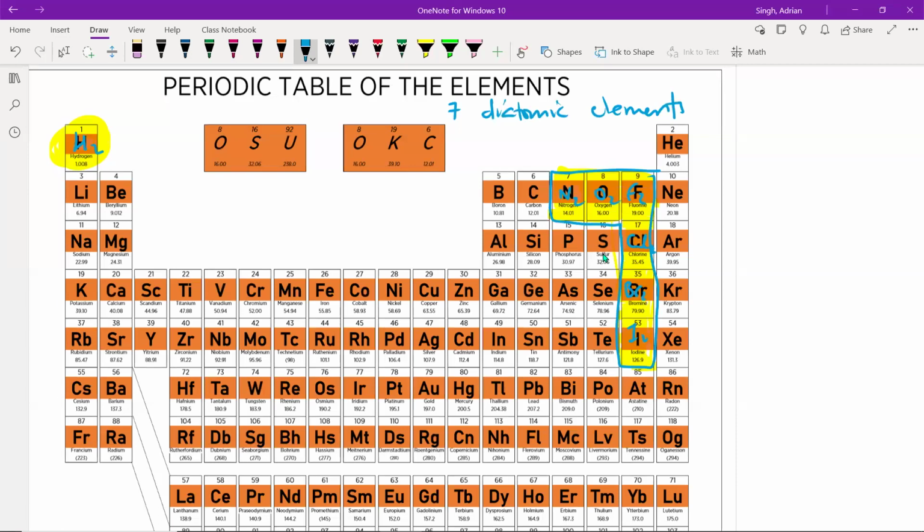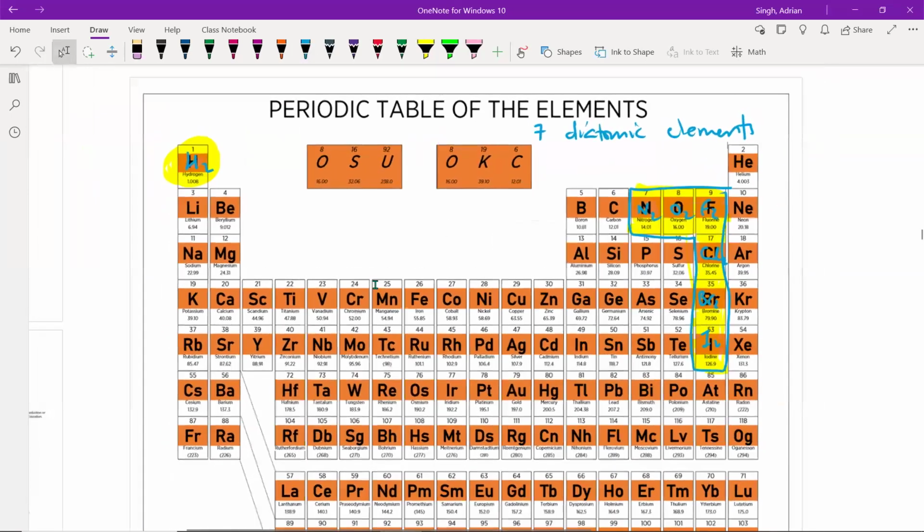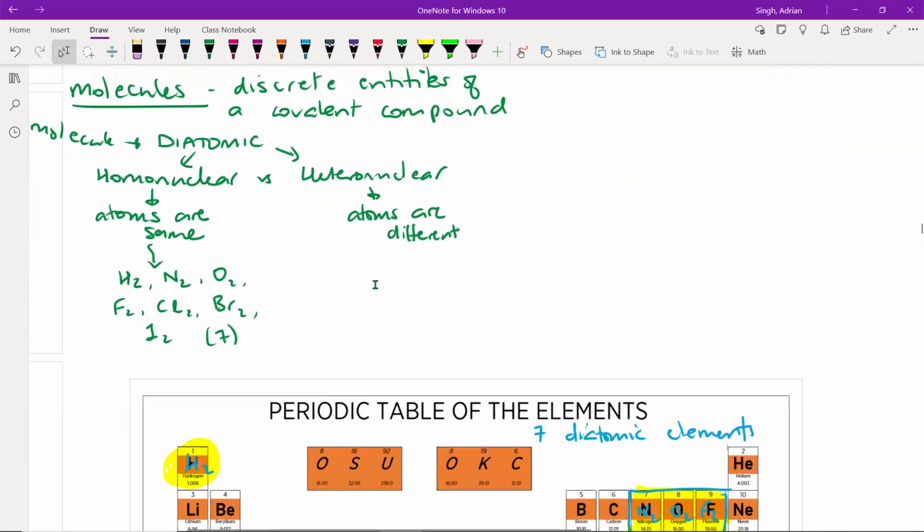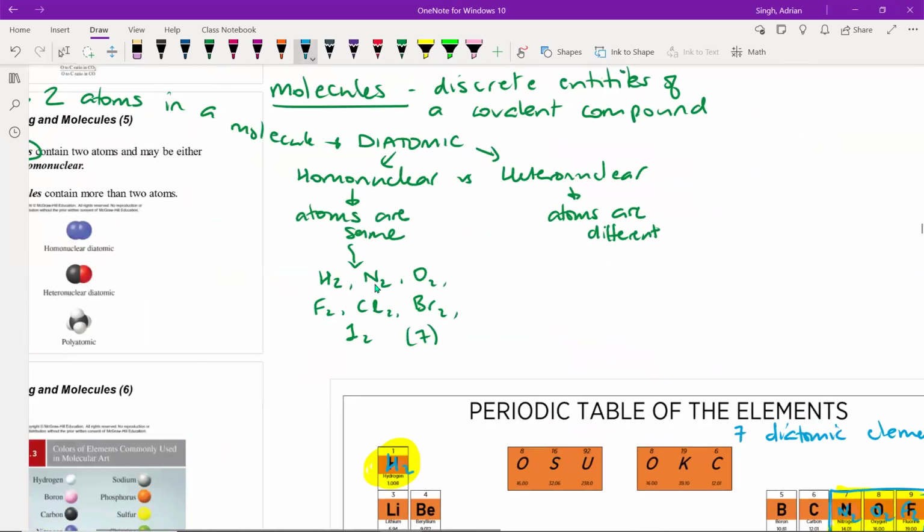Okay, and you need to know those because that's the way that they exist under normal circumstances as combinations rather than individual atoms. Heteronuclear diatomic elements, these are where the atoms are different. So for example, we can have something like HCl, we can have CO, carbon monoxide, for example. So they're different in that case.